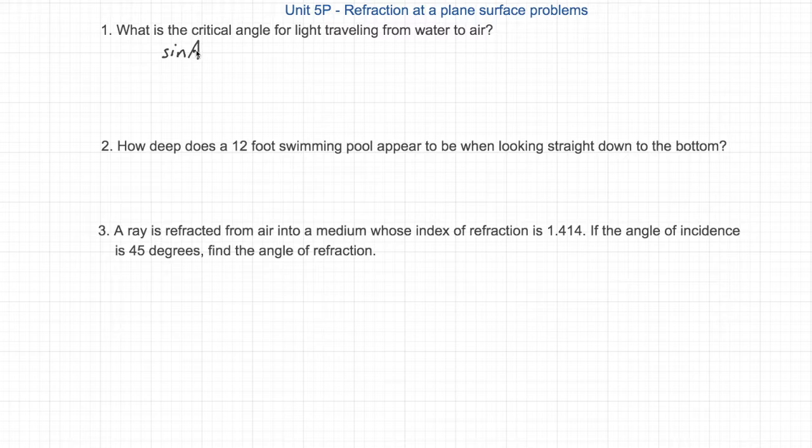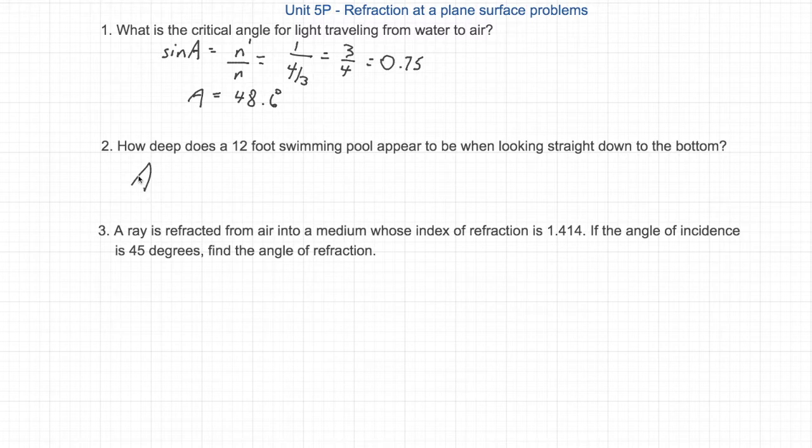Question 1, what is the critical angle for light traveling from water to air? The formula is the sine of the critical angle equals n prime over n, n prime being the lower index, n being the higher index. Index of refraction of air is 1. The index of refraction of water is 4/3. So we have the sine is 0.75, and the angle is 48.6 degrees.